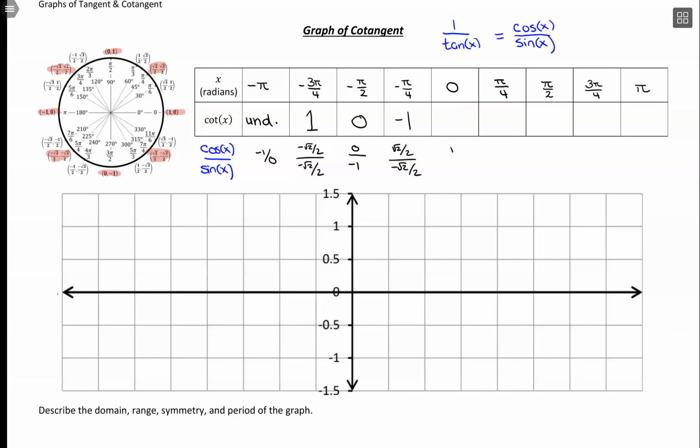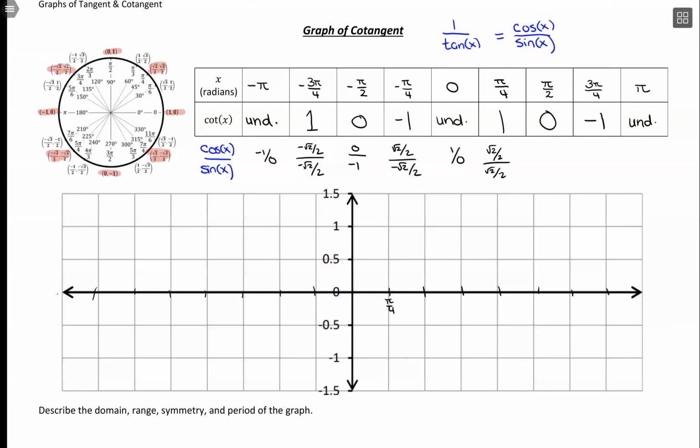And then at 0, we'll have 1 divided by 0, which is undefined. At pi over 4, we'll have root 2 over 2 divided by root 2 over 2, so a positive 1. And then we'll kind of see that routine: 0, negative 1, undefined. All right, so if we set up our axes here, what we can see is our asymptotes land in different spots than when we were working with tangent.